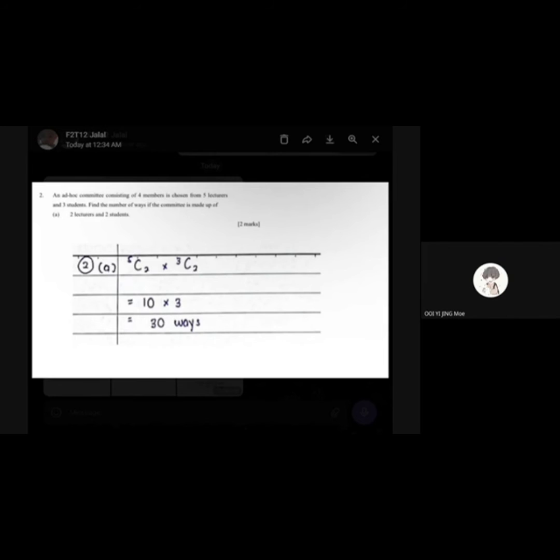Okay, the solution for question 2A is 5C2 times 3C2 equals 10 times 3. Because we have a total of 5 lecturers, we choose 2 lecturers out of 5, so it's 5C2. And we have a total of 3 students, thus we choose 2 out of them. So the final answer is 30. We have 30 different ways to choose a committee consisting of 2 lecturers and 2 students.